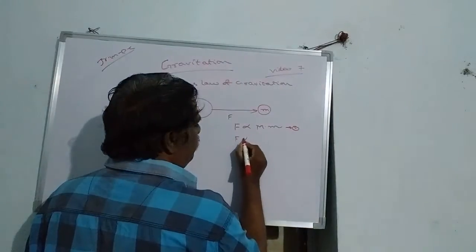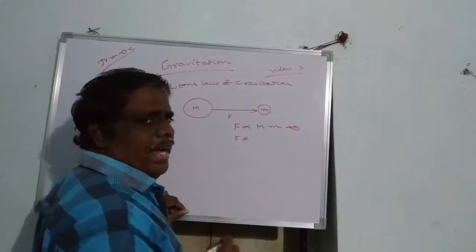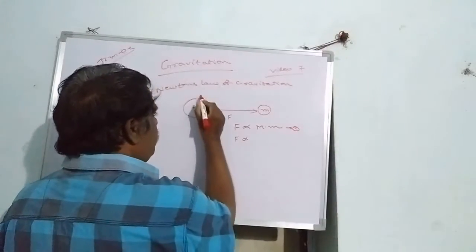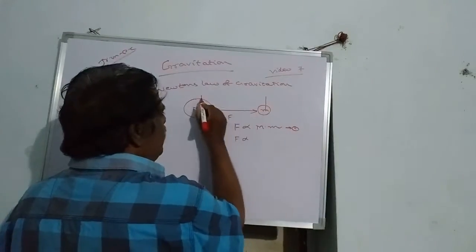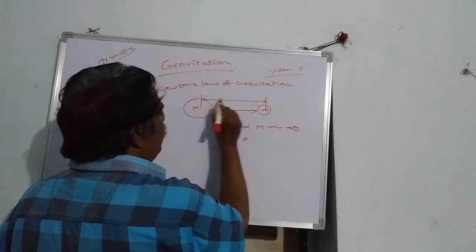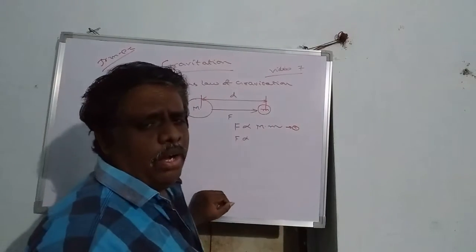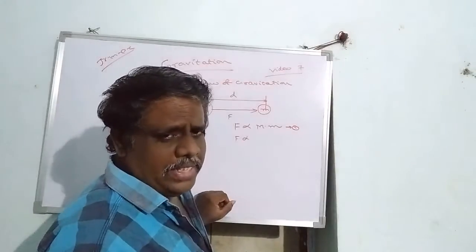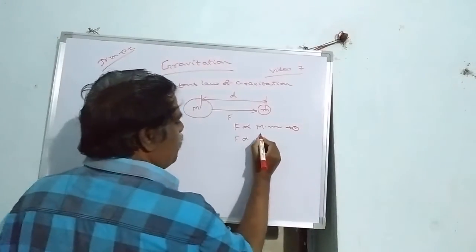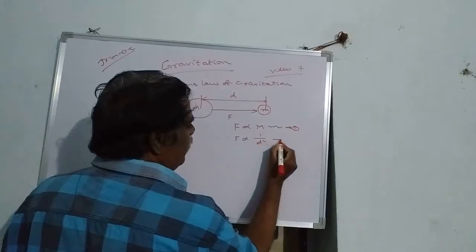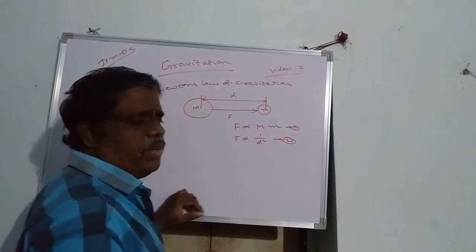Next, this force of attraction is inversely proportional to the square of the distance between the two bodies, the line joining their centers. So inversely proportional, 1 by d square. Let us say this is equation number 2.